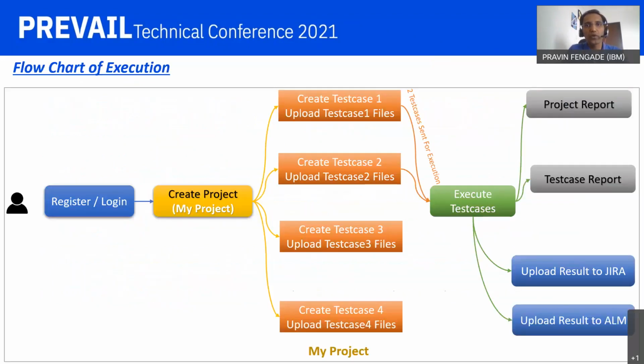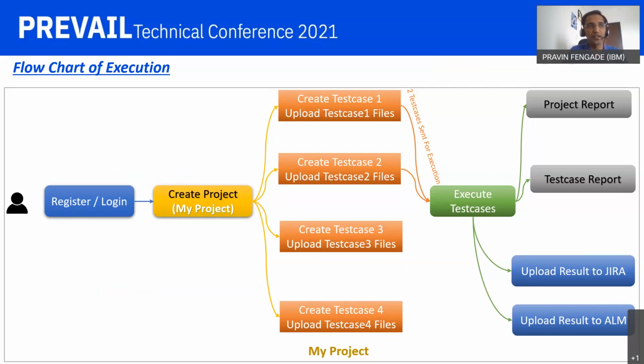So how does the flow of execution work in this framework? This particular slide depicts that picture. Once you open the application and launch it, you have an option to register yourself if you are a new user, or if you are already a registered user, you can just log in. Once you log into the framework, the first thing you need is your own project, or some access to the project where you want to execute your test cases.